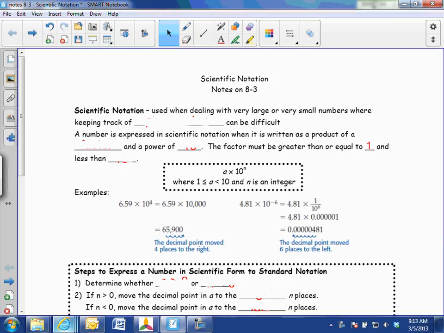Notation. So you've probably done this before in science. This is usually where you see a lot. When we're working with really big numbers or really small numbers, we use scientific notation just so you don't have to write all those zeros in there. So scientific notation is used in dealing with very small numbers or keeping track of the place value. It's difficult just because there are so many zeros.